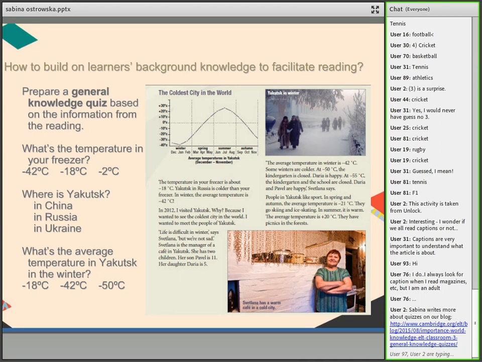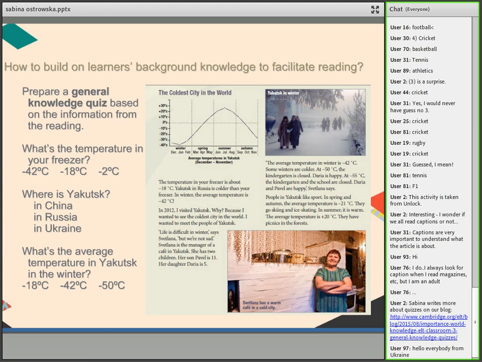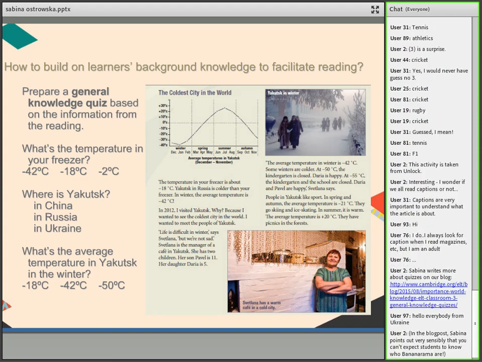And after you do 2 or 3 units in a book, at the end of the month, you can have kind of cross-sectional general knowledge quiz where two different groups of two different classes come together, and you and the teacher from that class prepare a little general knowledge quiz. Again, based on the information from the reading in the book.